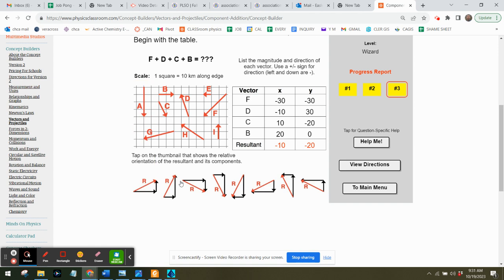All right. Now the next thing it asks for is to show a thumbnail that shows what this would look like. So what it's saying is if we have negative 10 on the x and negative 20 on the y, which one of these resultant vectors, all labeled r, the red is the resultant, would reflect the x and y components of negative 10x and negative 20y, which are the black things here. So we're looking for an x component that goes down. So here the x component goes up. No, I'm so sorry. An x component that goes down by 10, that's down here.